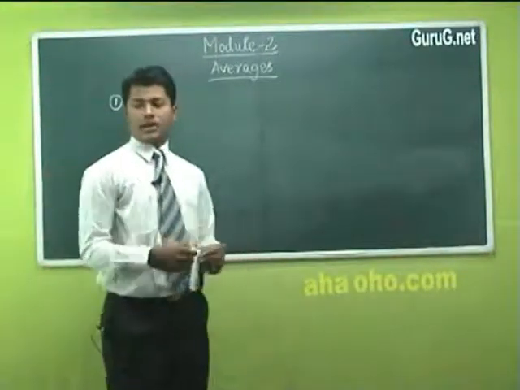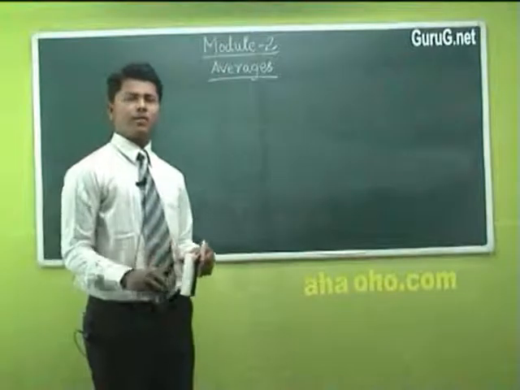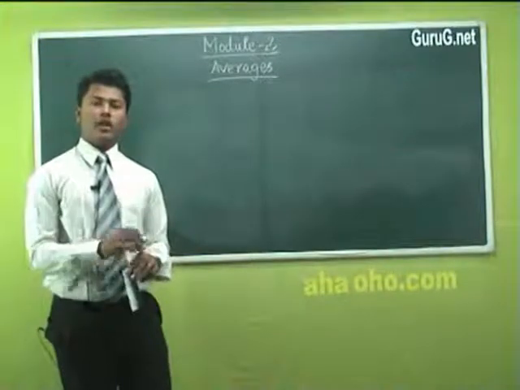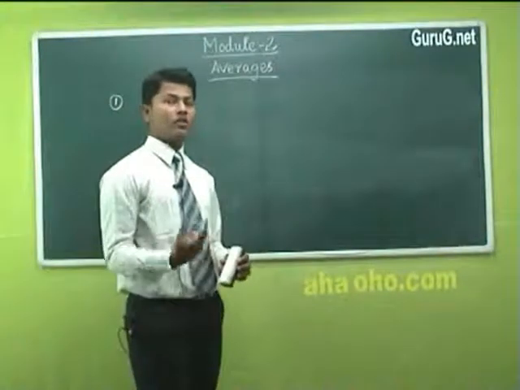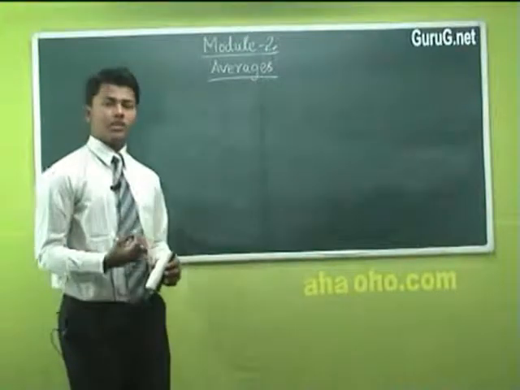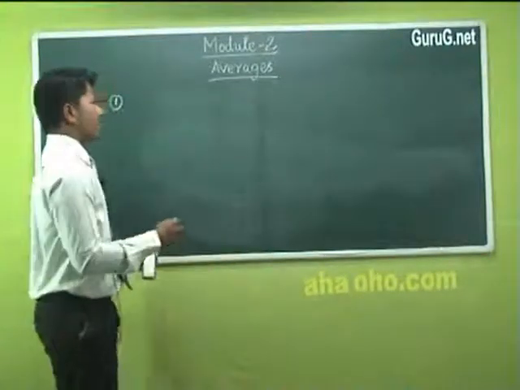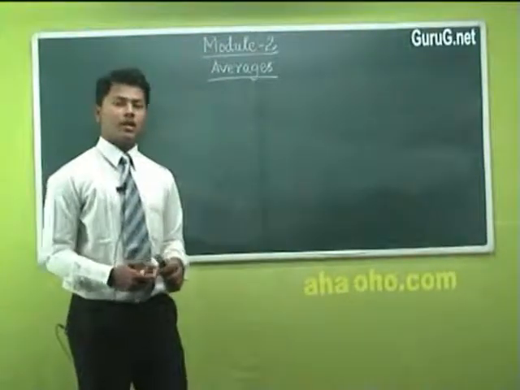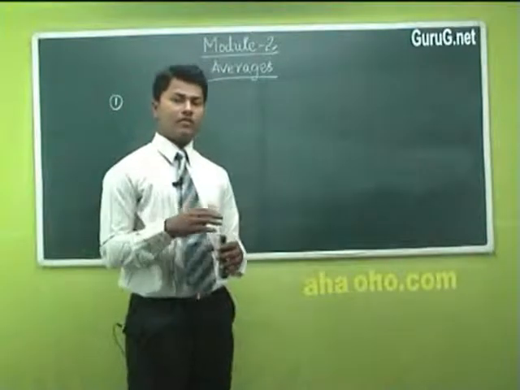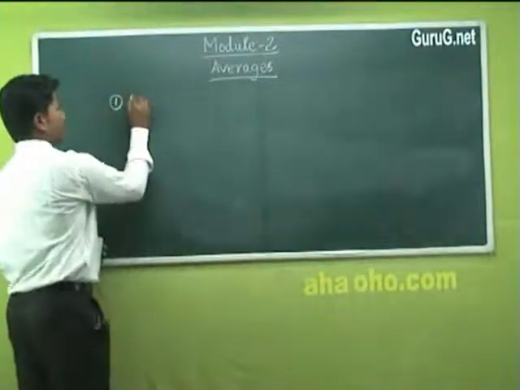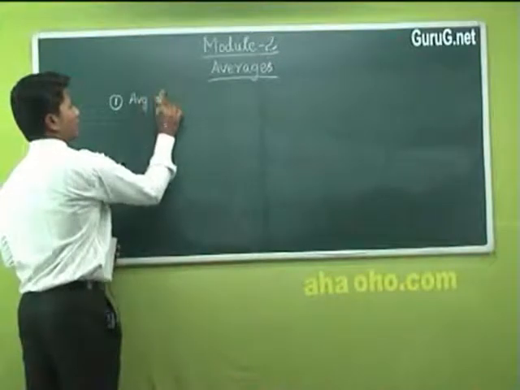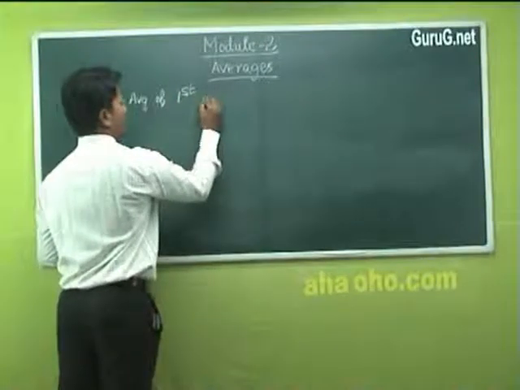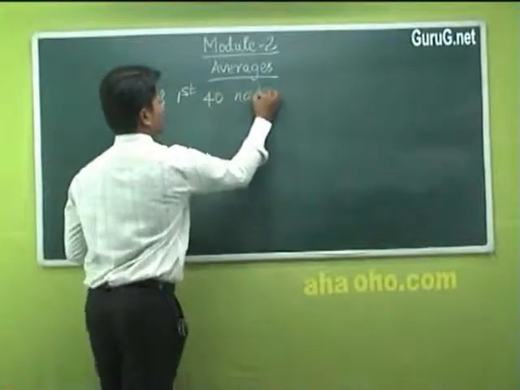We'll have a look at different kinds of problems, very simple as well as a little difficult, that are commonly found in any quantitative aptitude testing, which you can solve even using your basic mathematical knowledge. You are asked to find the average of the first 40 natural numbers.